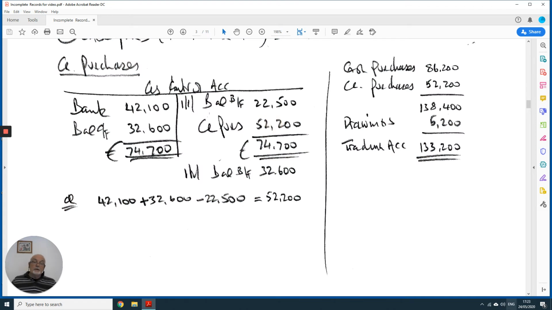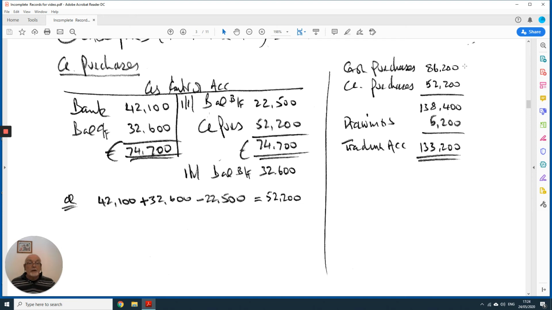We could look at it arithmetically here rather than debit and credit. We could just use plus and minus, and we could say that we paid our suppliers 42,100 and we still owe them 32,600. Less the 22,500 we owe them since the start of the year implies that our credit purchases are 52,200.